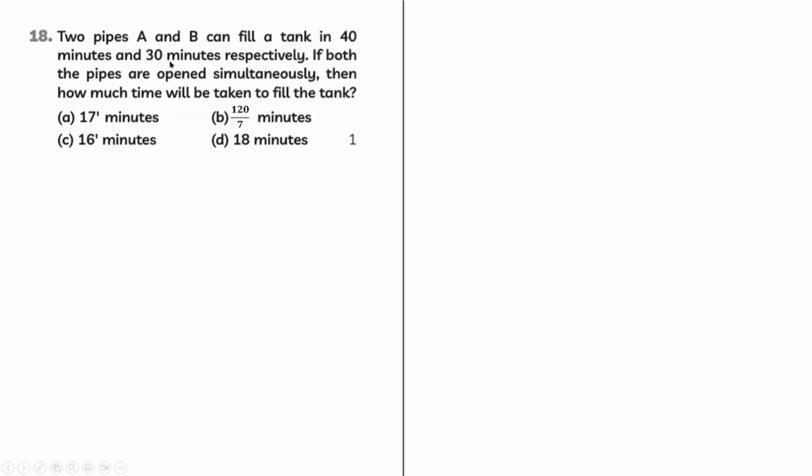Next question: two pipes A and B can fill a tank in 40 minutes and 30 minutes respectively. If both pipes are opened simultaneously, how much time will be taken to fill the tank? So A can fill a tank in 40 minutes and B can fill the tank in 30 minutes. The part of the tank filled by A in 1 minute will be 1 by 40, and the part filled by B in 1 minute will be 1 by 30.